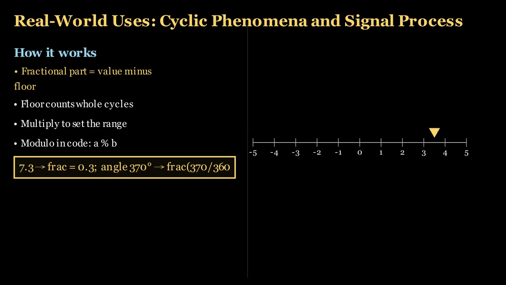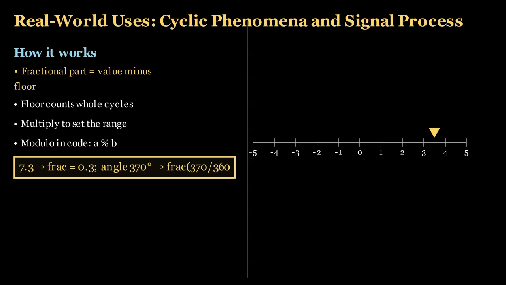Let us solve a concrete problem. The digital clock shows only the seconds part. If 125 seconds have passed since the clock started, what number does the seconds display show? The clock wraps every 60 seconds. So we take the total time, 125, divide by 60 to count the cycles. That gives about 2.083. The integer part, 2, means 2 full minutes have passed.